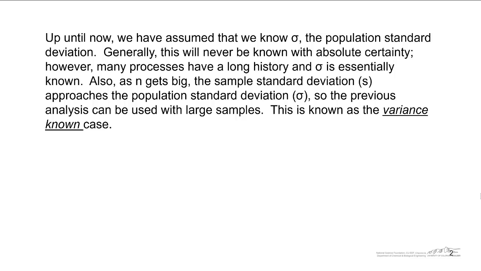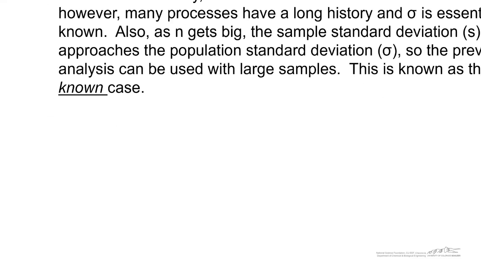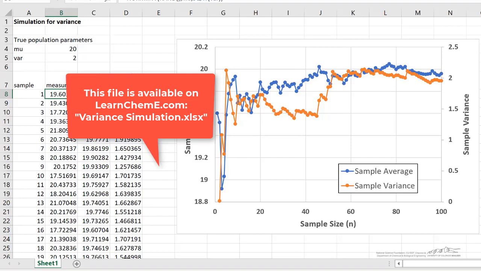However, many processes have a long history and sigma is essentially known. So let's say there's been a factory producing a widget for 10 years, and based upon that long history of data, you really know the standard deviation of the population. Also, as n gets big, the sample standard deviation s approaches the population standard deviation sigma. So the previous analysis can be used with large samples. Even if the population standard deviation is unknown, if you have a really big sample, then you can assume that the variance is known.